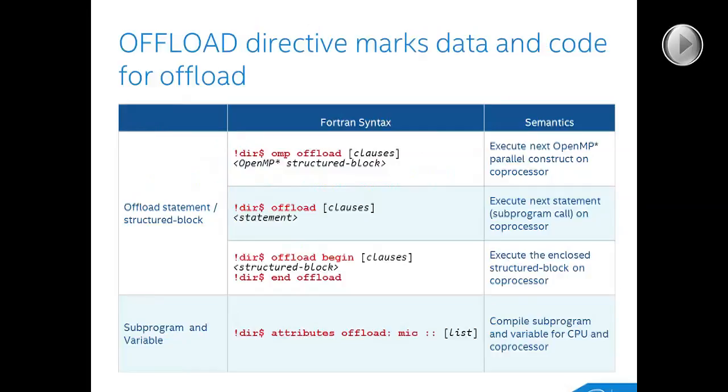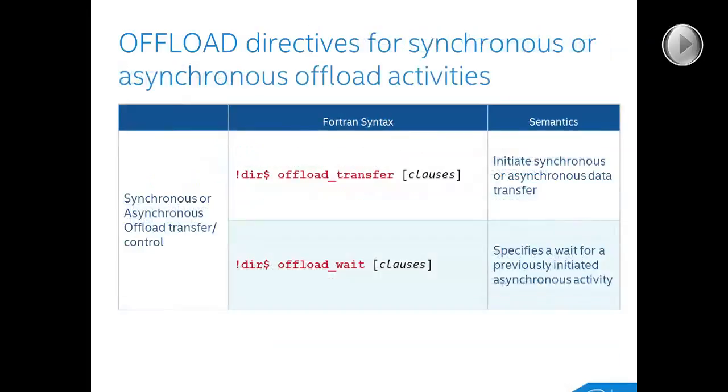One of the things that also exists is an extension to the attributes directive. It's the offload keyword, if you might have seen that from the previous example, and this is the directive that you would use to declare subprograms and variables for being a part of the target image.